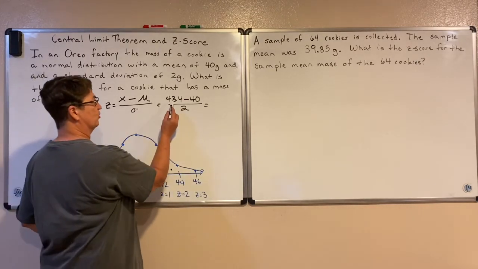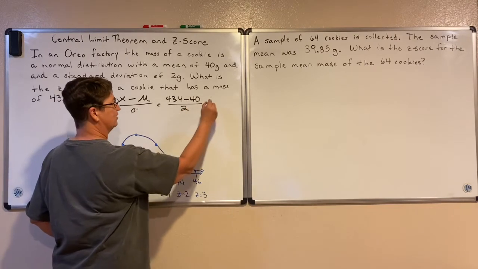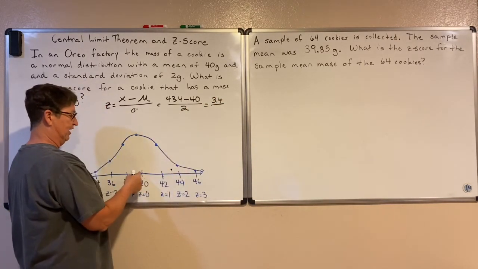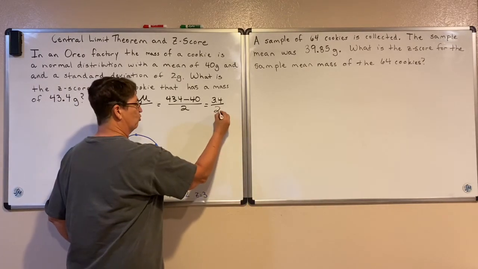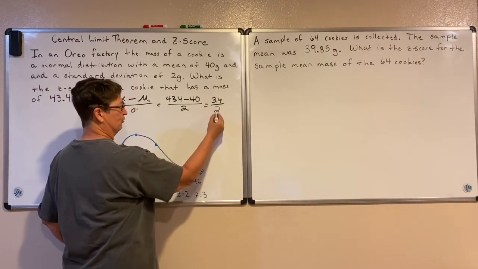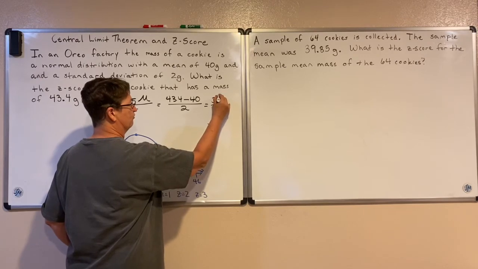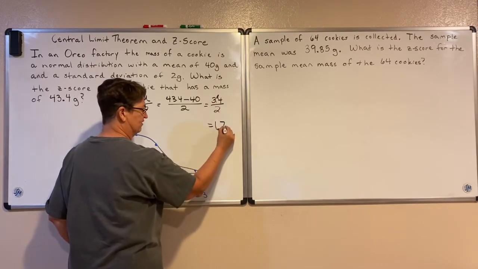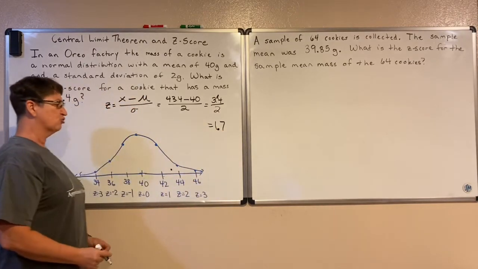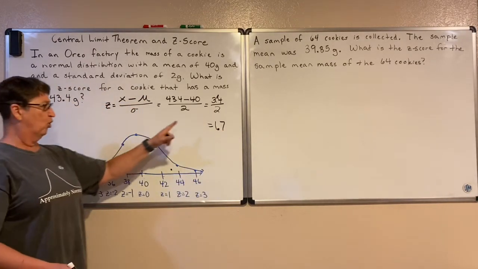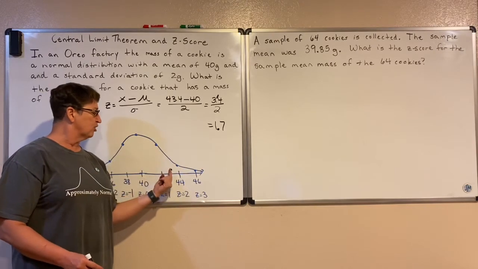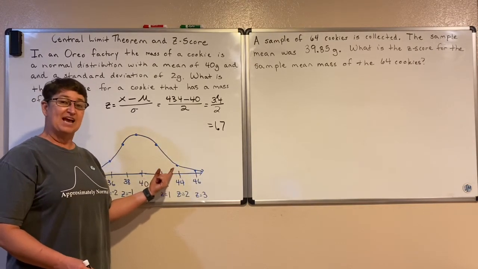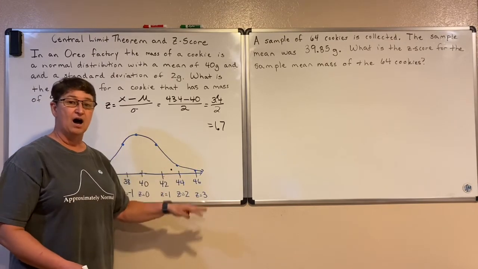So let's see if it really is. 43.4 minus 40 is 3.4. That's that distance from here to there. Divide that by the width of 2. Well, 2 goes into 3 one time with 1 left over. My decimal remains. 2 goes into 14 7 times. So the z-score for that particular cookie is 1.7. In other words, this cookie is 1 7/10 standard deviations above average.